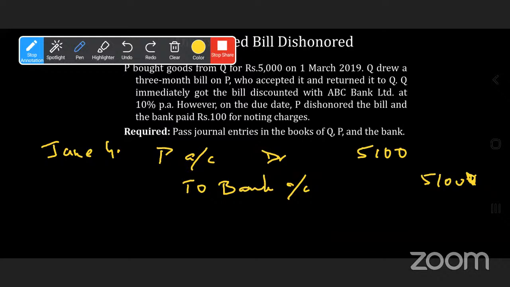Okay. So the narration is: discounted bill dishonored and noting charges paid by bank. You have to write the narration as discounted bill dishonored, and noting charges paid by bank.